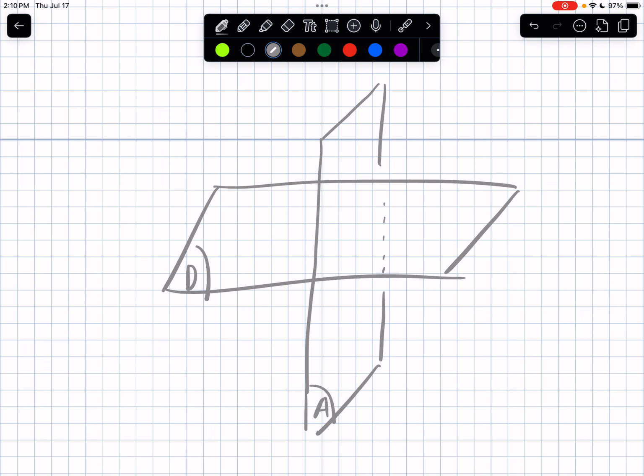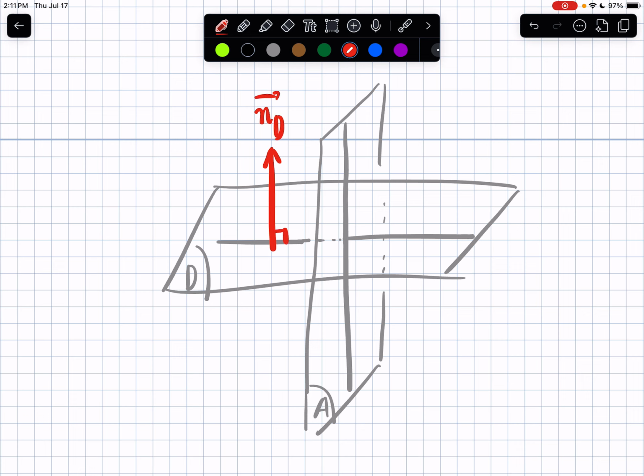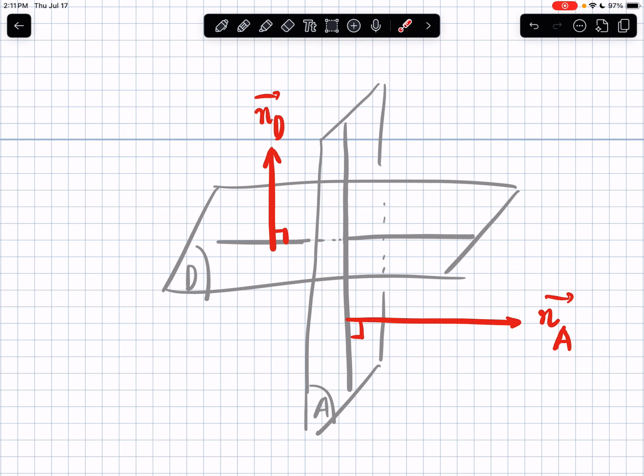They are orthogonal. So, for example, we have a light here on A, another light here on D. These two are orthogonal. So the normal vector of D is perpendicular to the normal vector of A. If these two vectors are perpendicular, then the two planes are orthogonal.